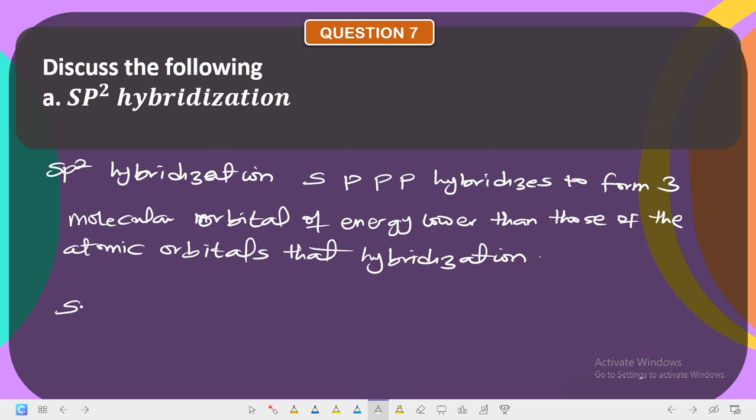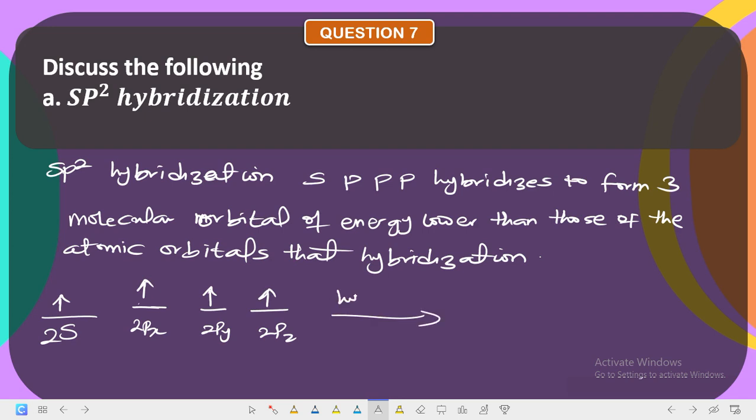Now we said if we have s, p, p, for sp2 only the s and 2 p hybridize to form three molecular orbitals. And if we want to show this with the energy diagram, we say this is 2s with 1 electron, 2p is a little bit higher. So we say this is 2px, then we have 2py, and then 2pz. This 1, this 2, and this 3.